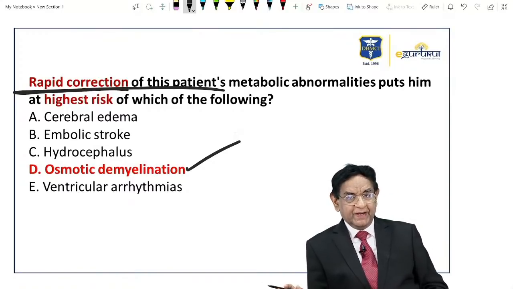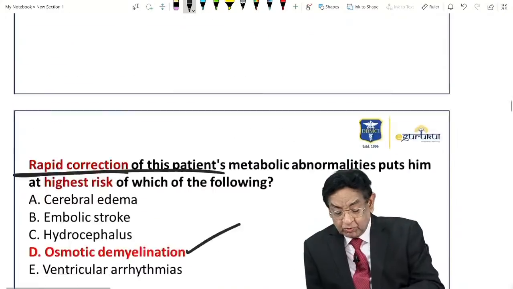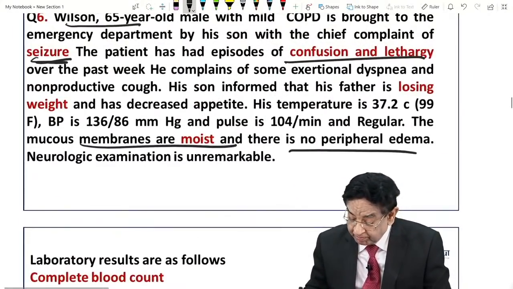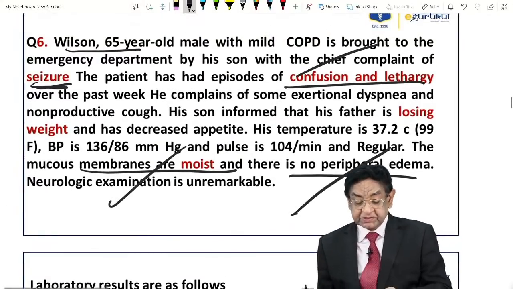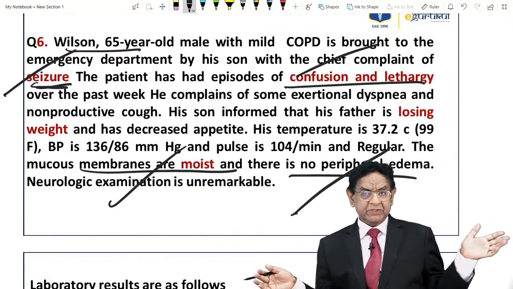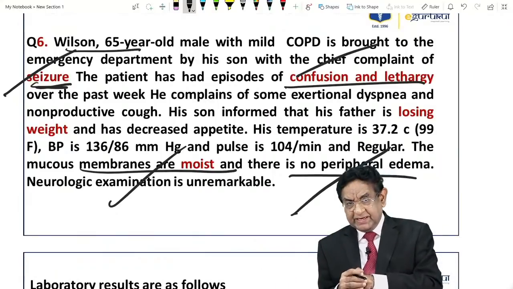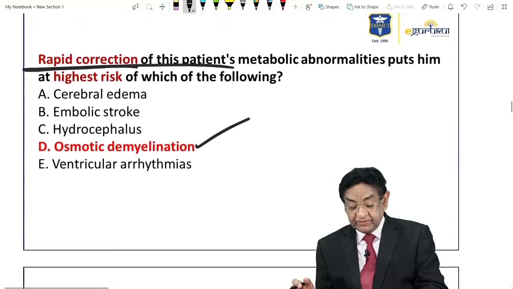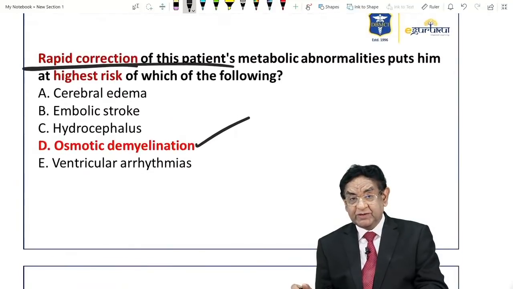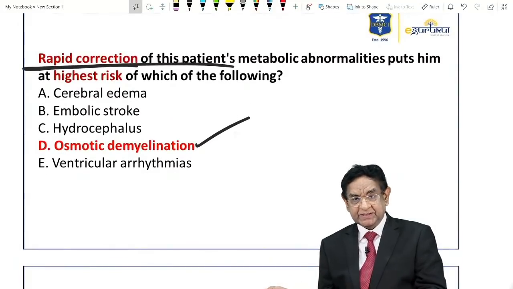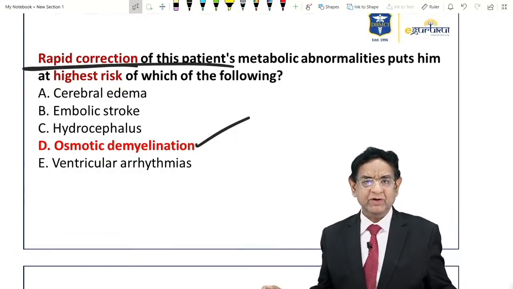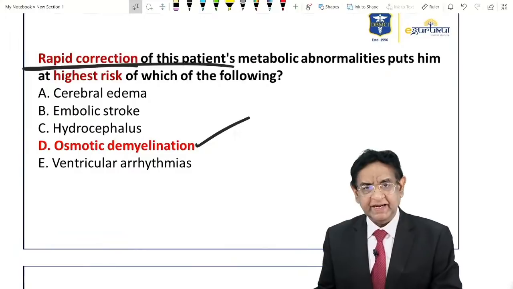No way. By this only: hyponatremia, moist tongue, no edema, confusion, seizures, we have made a diagnosis of what? The case of SIADH, and here we have to give saline, which if you give rapidly can lead to osmotic demyelination. The previous question is a summary of the whole SIADH.